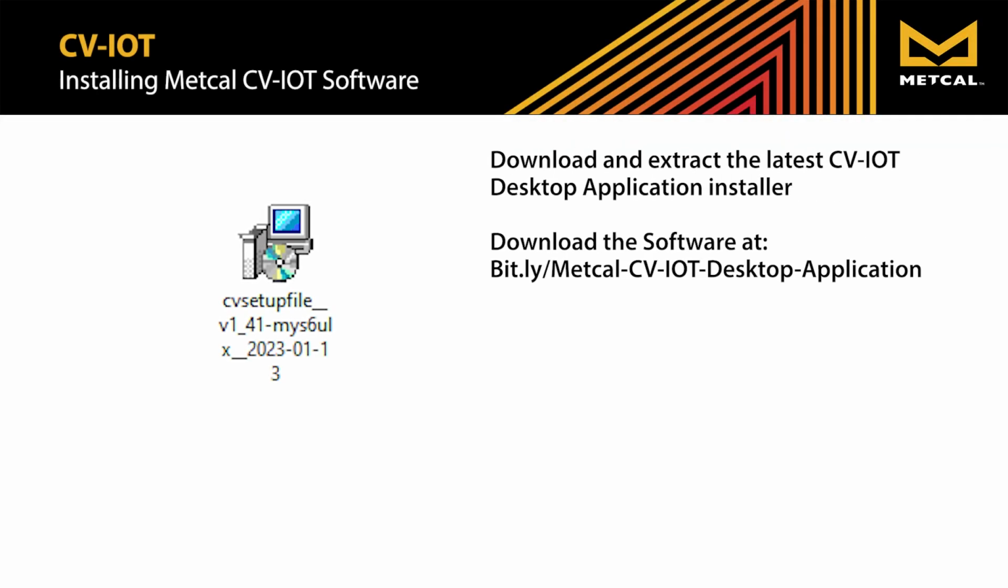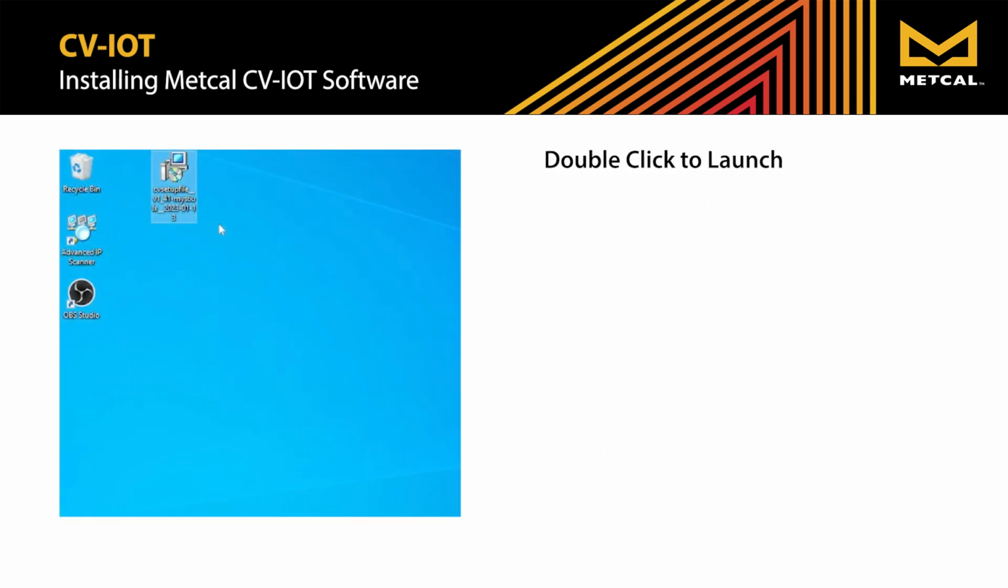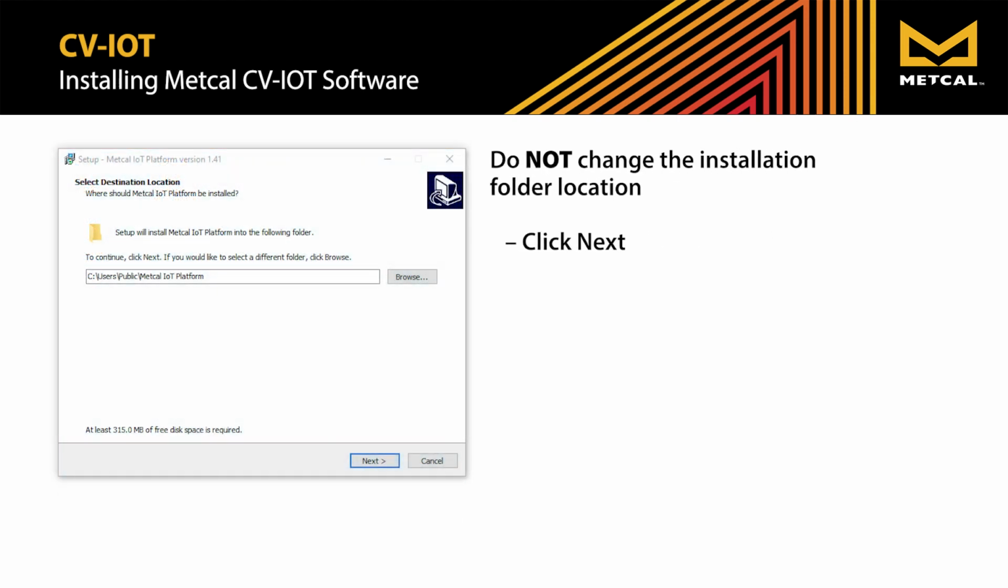Download and extract the latest CV-IOT desktop application installer at this URL. Double-click to launch. Do not change the installation folder location. Click Next.